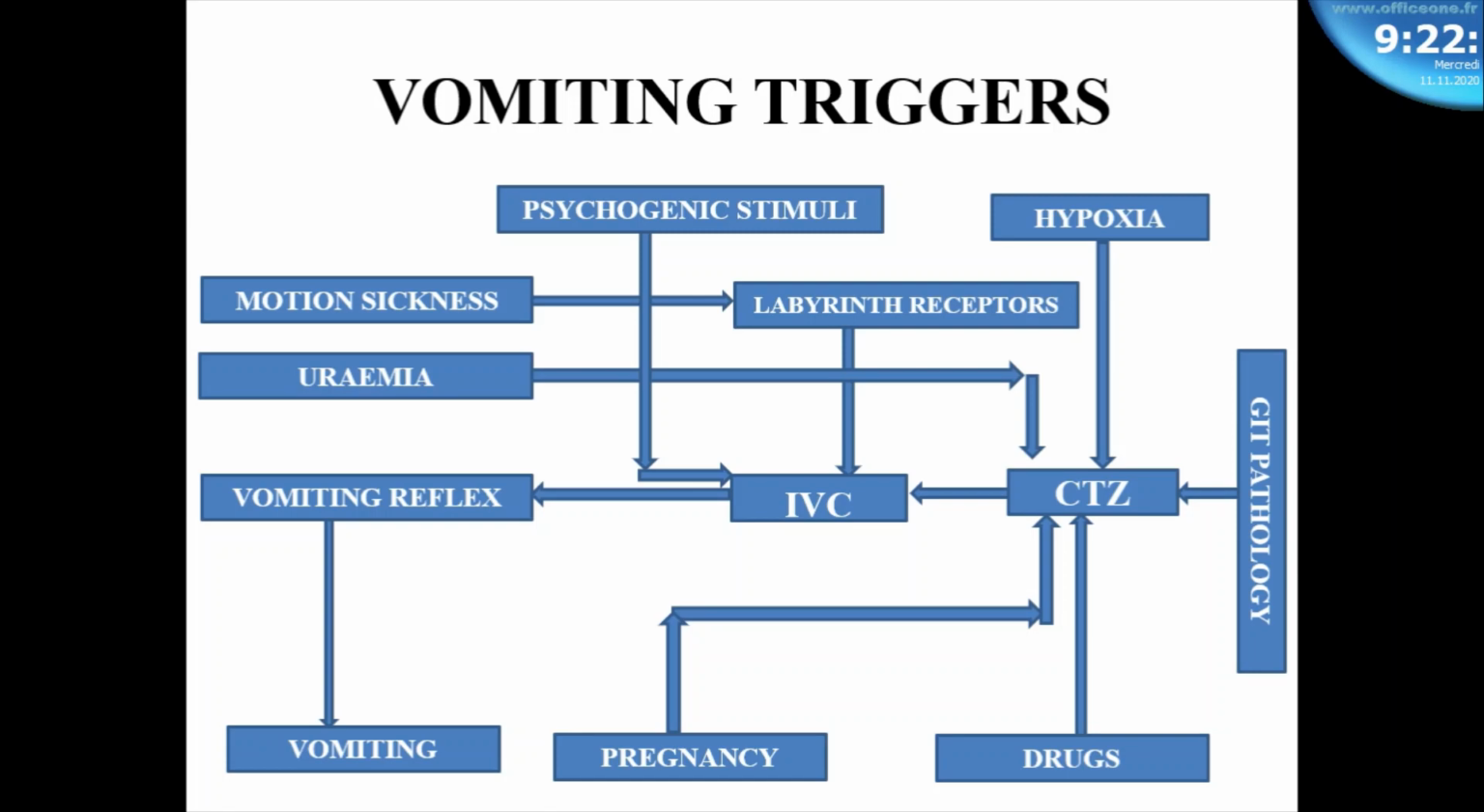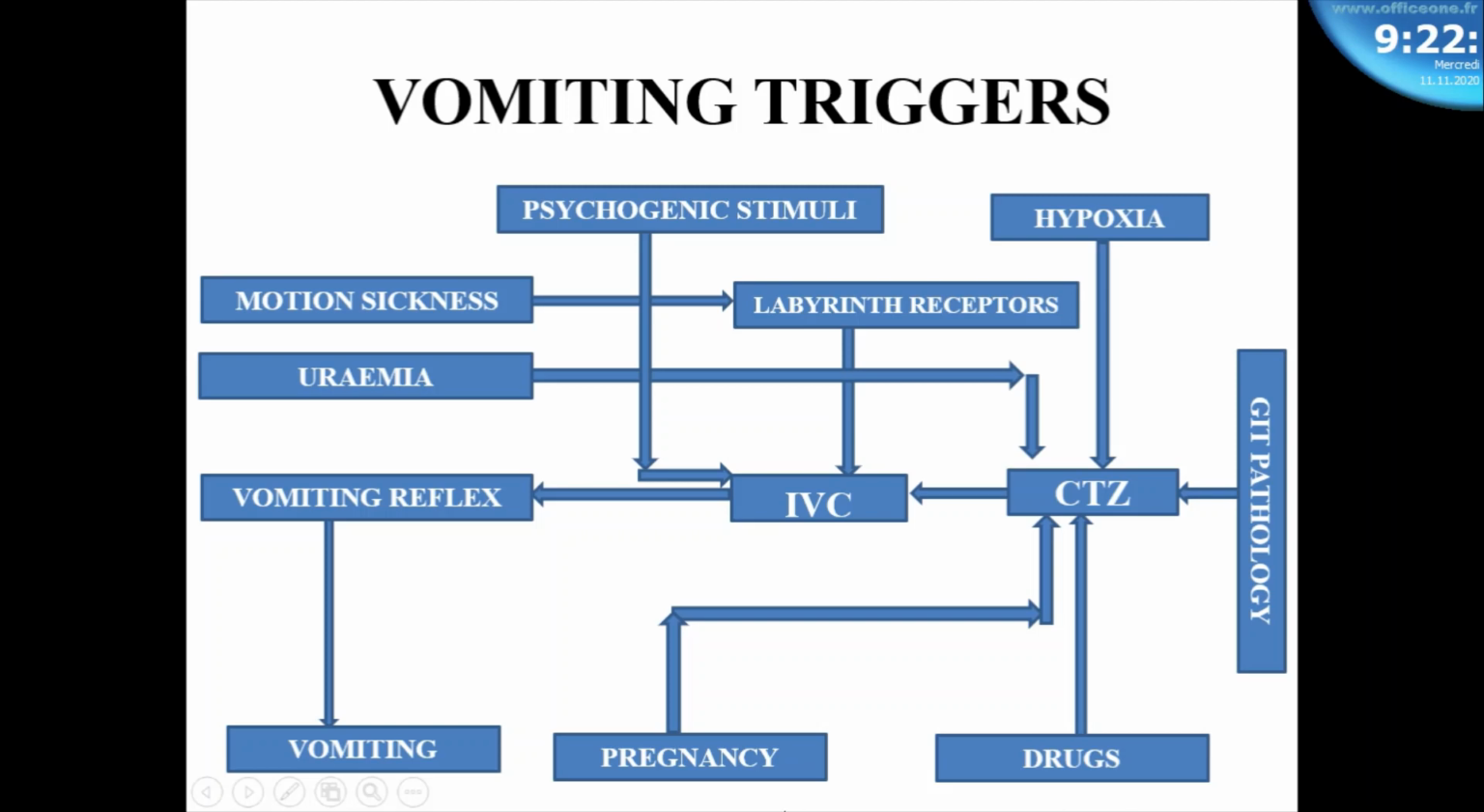We have uremia. This is a metabolic abnormality. Once we have a higher concentration of urea in the blood, we have also stimulation of chemoreceptor trigger zone. That's third.